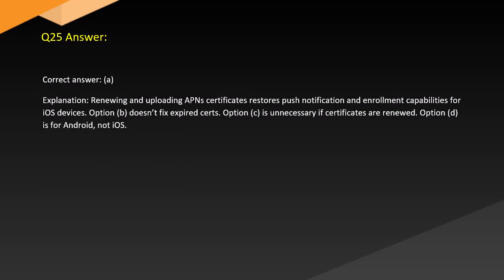Answer. Correct answer: A. Explanation: Renewing and uploading the APNs certificates restores push notification and enrollment capabilities for iOS devices. Option B doesn't fix expired certs. Option C is unnecessary if certificates are renewed. Option D is for Android, not iOS.